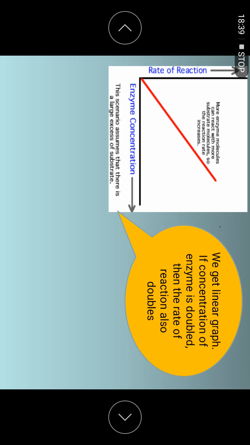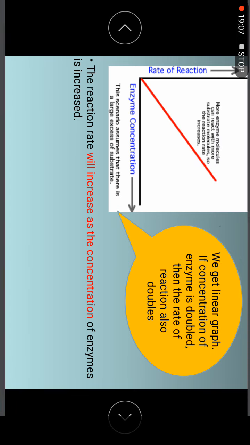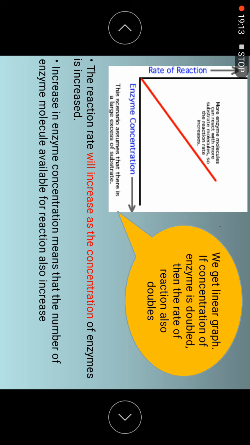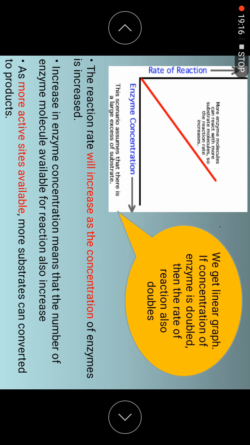In the beginning, let's say substrate is 100, so you add 1 enzyme, 1 reaction, you add 2, 2 reactions, 3 enzyme, however many you add, it will increase linearly. It increases because the amount of enzyme that you add will increase the reaction proportionally. The increase in enzyme means the number of enzyme molecules available is also more, so more active sites are available, so it increases linearly.